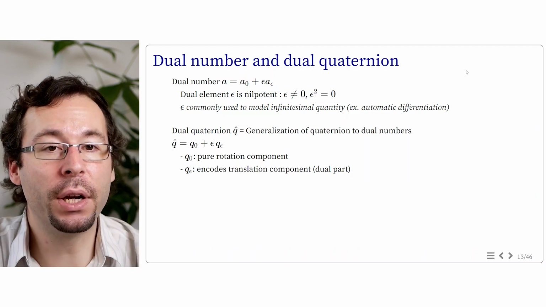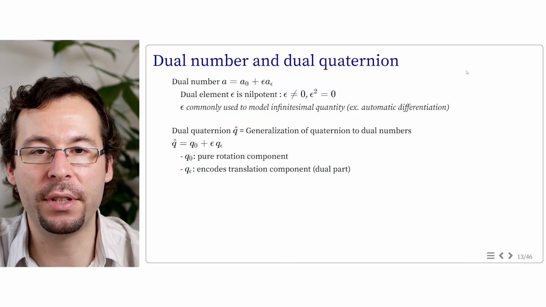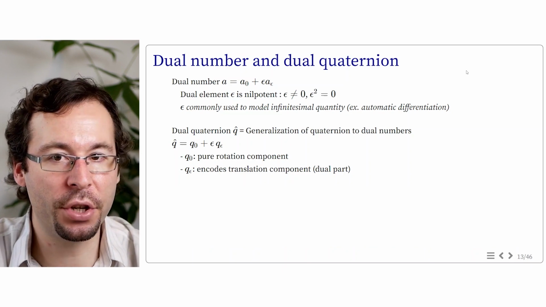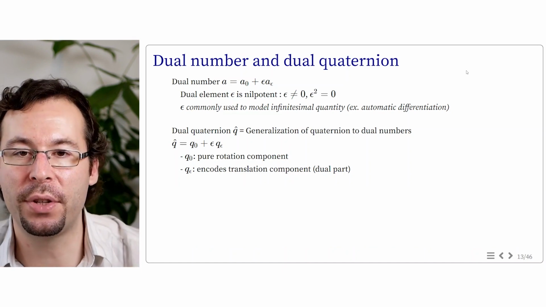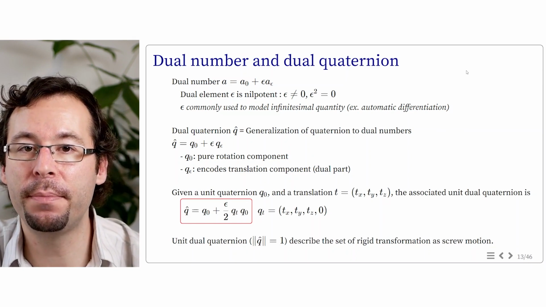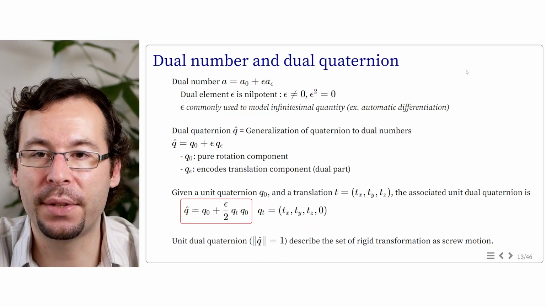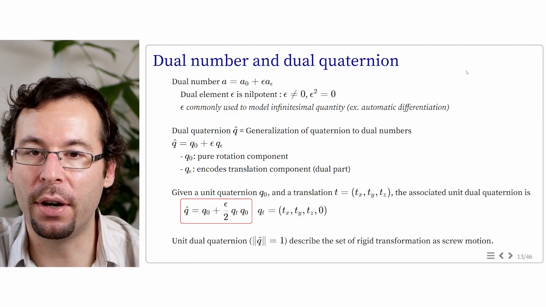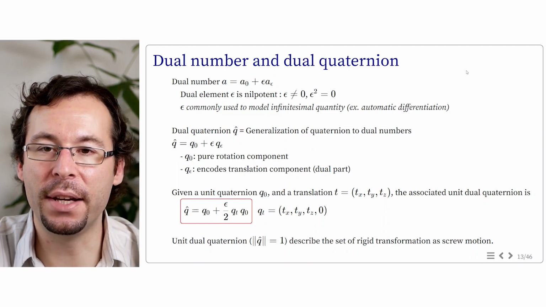So, in our case of dual quaternions, we write this dual quaternion q hat equals q0 plus epsilon times q epsilon. The parameter q0 will encode the component of the rotation, and q epsilon will encode somehow the part which is related to the translational component. And without going into all the details, actually we can have a correspondence between rigid motion and the associated dual quaternion as follows. We suppose that we have a unit quaternion, q0, which is the rotation of the rigid motion, and a translation t equals tx, ty, tz.